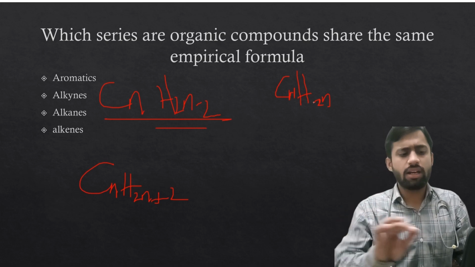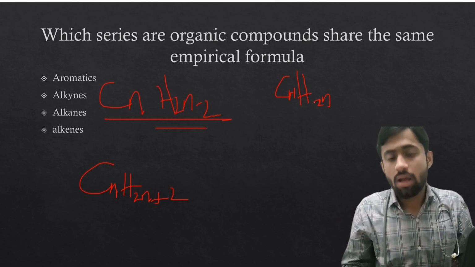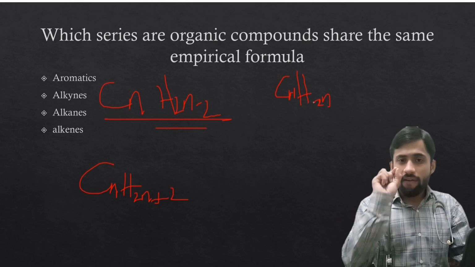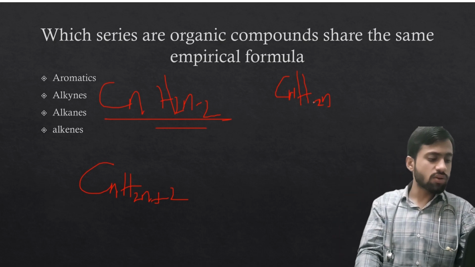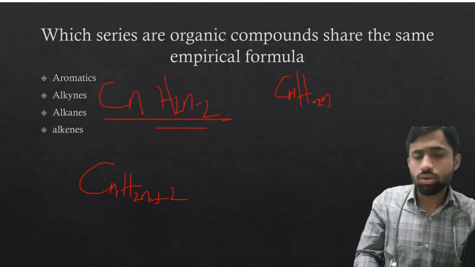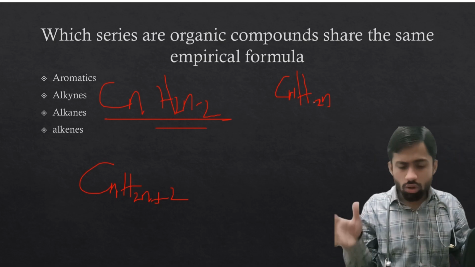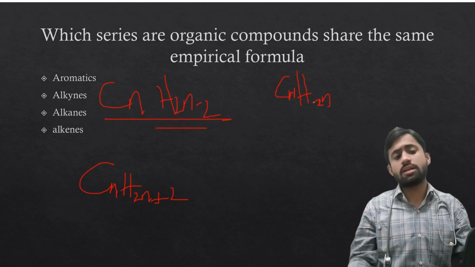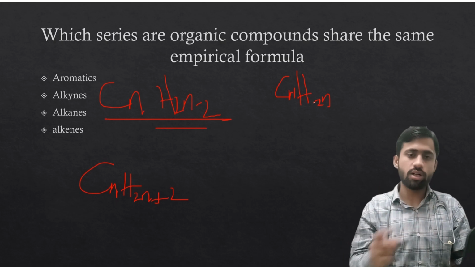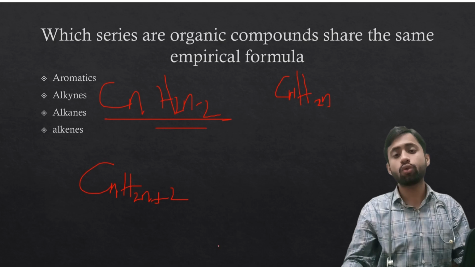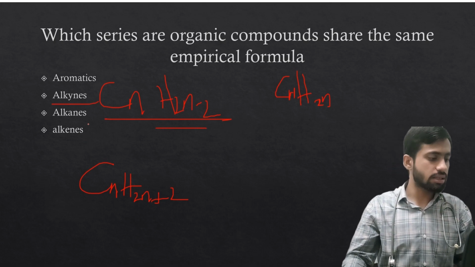Every single alkene will follow CnH2n. For every single carbon there will be two hydrogen atoms, but in the case of alkanes or alkynes you cannot say that. There is no proper ratio for these, but there is a proper ratio for alkenes, that is 1 to 2. For every single carbon you have two hydrogen atoms. So alkenes is the right answer. Where is alkenes? So delta is the right answer.